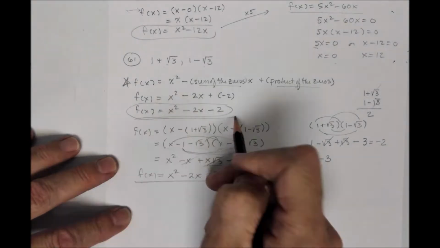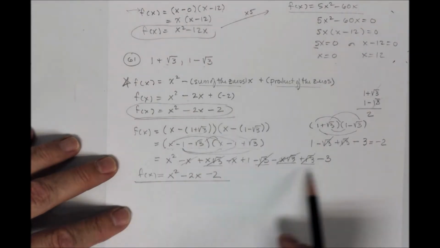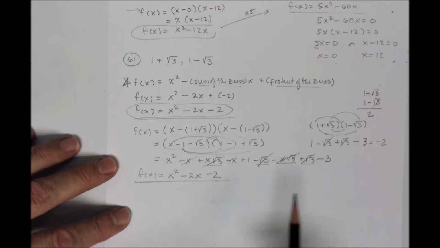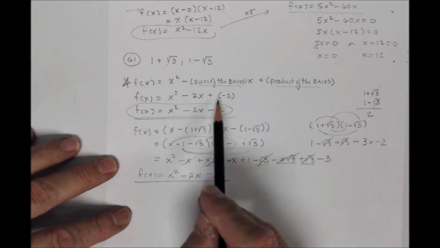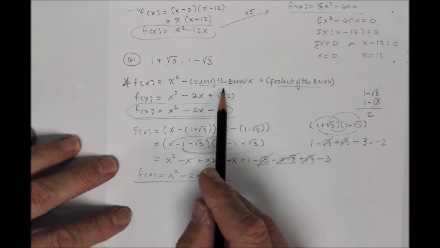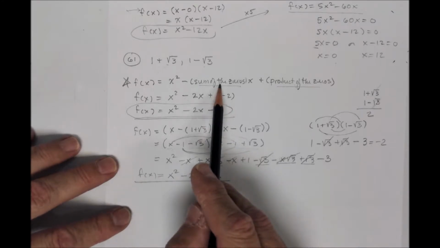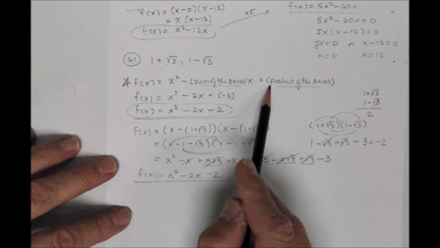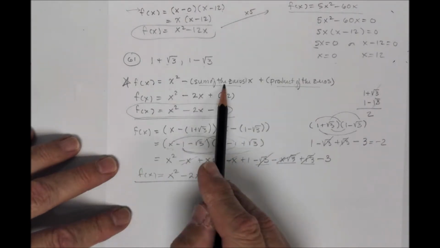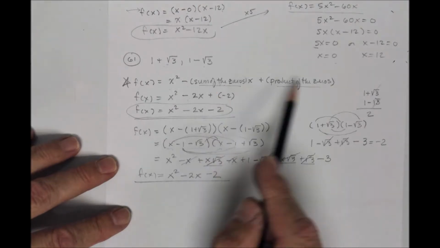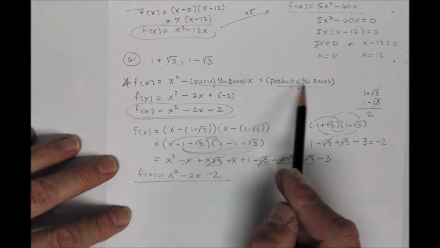But do you see how easy it would be to make a silly mistake with the sign? So if you want to use this method, you got to be very careful. You have to memorize this little trick here: x squared minus the sum of the zeros x plus the product of the zeros.